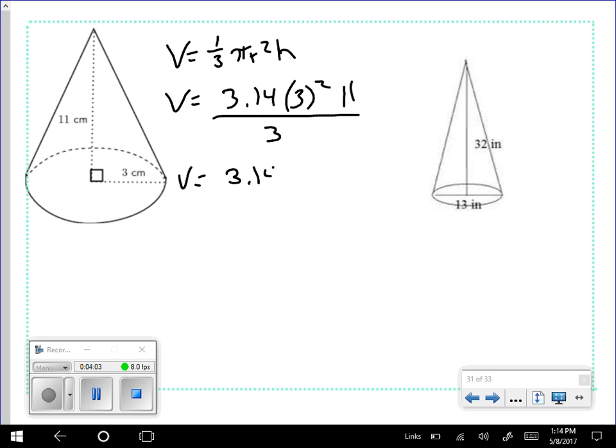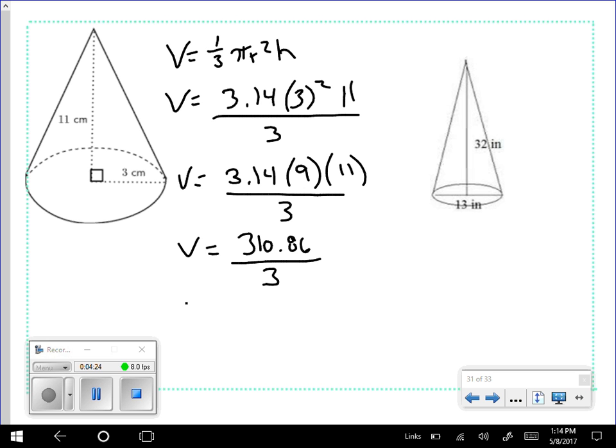So we have 3.14. 3 squared is 9. Times 11, and then we're going to divide all of that by 3. So now I would go ahead and take my calculator. So I have 3.14 times 9 times 11, and then I'm going to divide. When I do that, I get 310.86 divided by 3 is going to be 103.62 centimeters cubed. So make sure you have that example in your notes. Awesome. Let's try this next one.